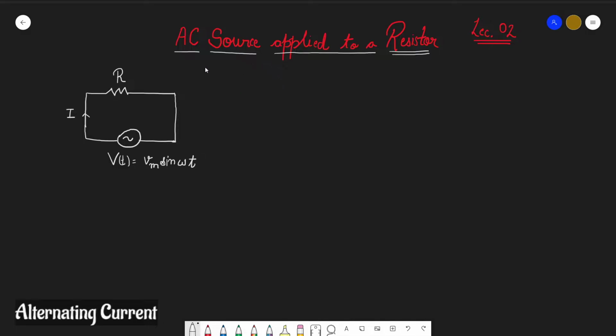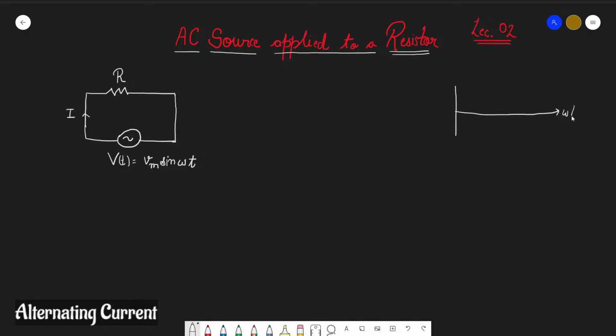So in this lecture, we deal with the first analytical topic of this chapter, that is when a resistor is excited by an AC source. Now let's focus on this circuit. Suppose this is a resistor R and it is excited by an alternating, sinusoidal voltage source. So this waveform looks like this.